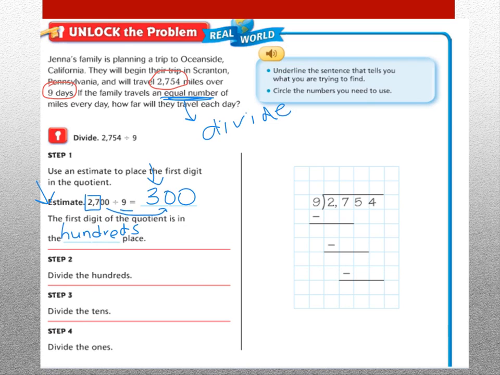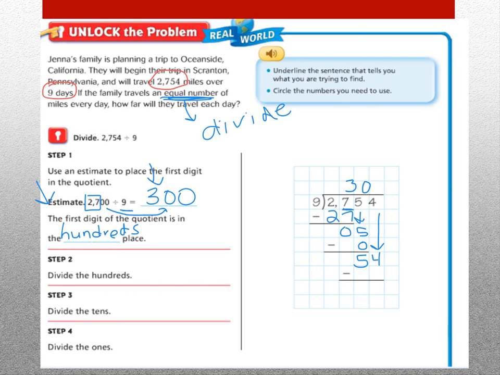The next step is actually to divide the hundreds place. So the hundreds place is here. 9 divides into 27 3 times. 3 times 9 is 27. Subtract, I get 0. Bring down that 5. Start again. 9 divides into 5 0 times. 0 times 9 is 0. I subtract, get 5. Now I'm bringing down the 4.